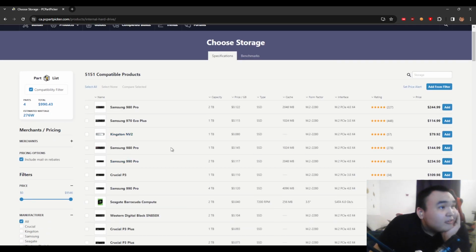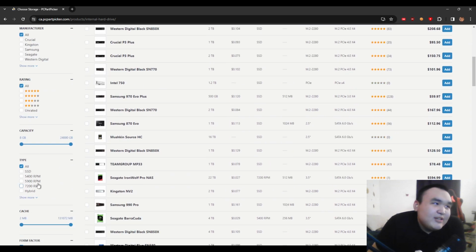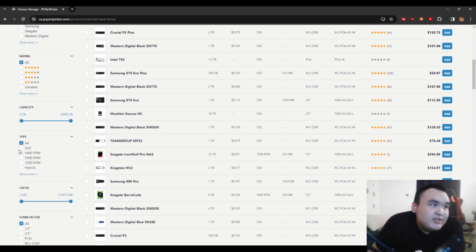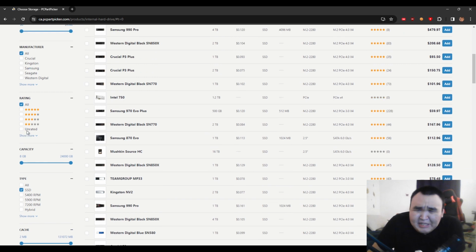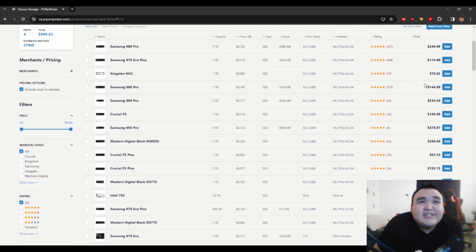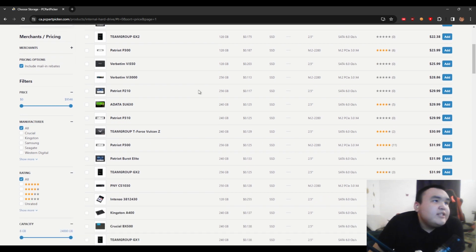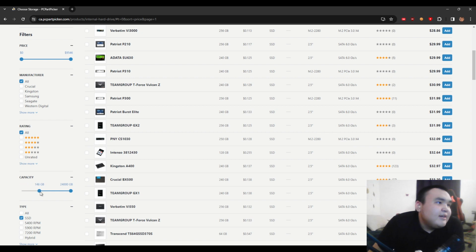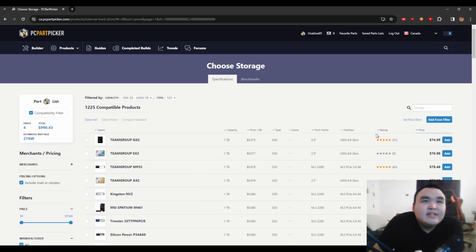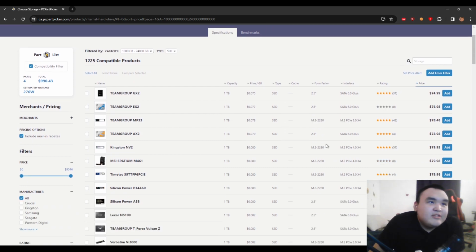Now, storage. As you see, storage in Canada is very overpriced for Gen 4. Oh, I'm talking about SSDs, and I just need it for editing. That's an SSD. But at least a terabyte. I don't need it to be more.